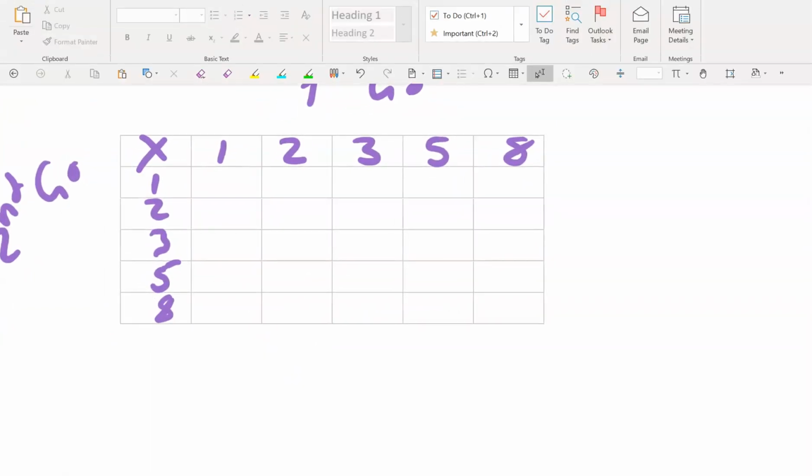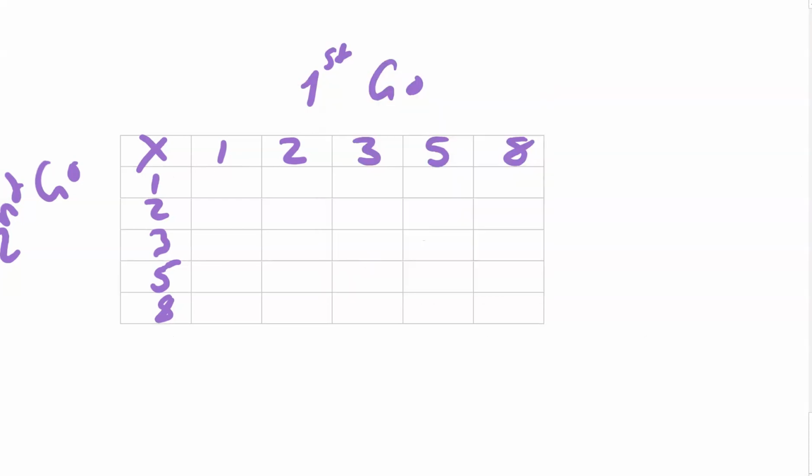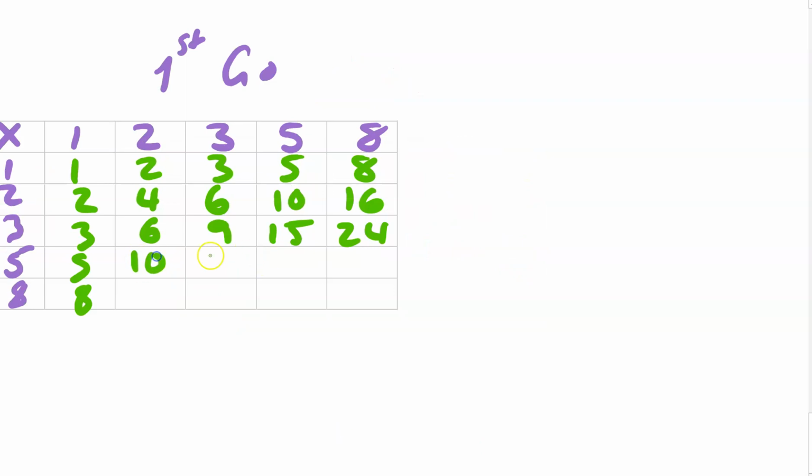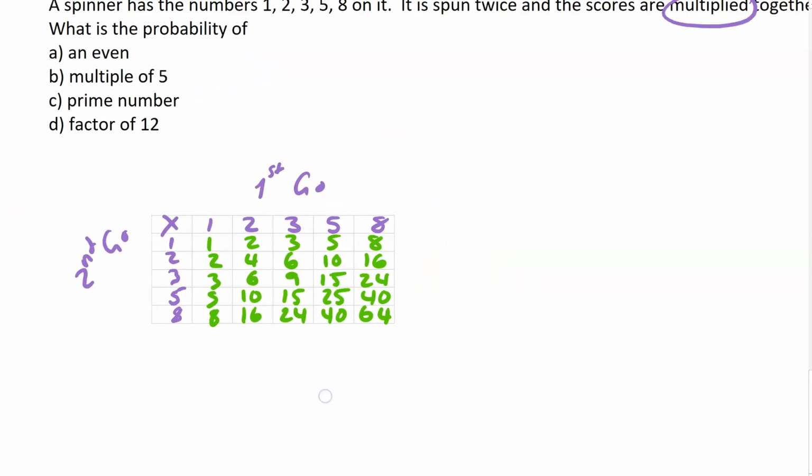Now I need a different colour. Go back to green. So if I multiply together, oh, I'm adding. If I multiply these two numbers together, 5, 8, 2, 3, 5, 8, 4, 6, 10, 16, 6, 9, 15, 24, 10, 15, 25, 40, 16, 24, 40, 64. Right, so there are 5, 10, 15, 20, 25 numbers. So all of these are out of 25.